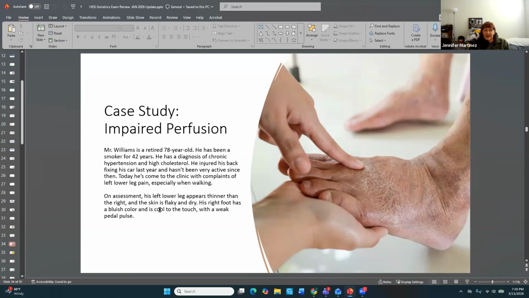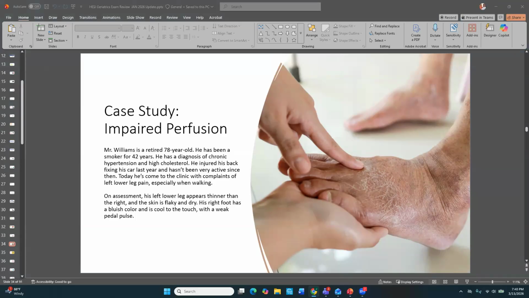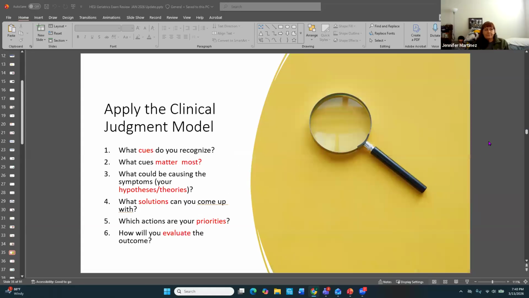So, what do we recognize here with Mr. Williams? What are some of the things that draw your attention? The color. Color, absolutely. The color of his skin. What else? It's cold to the touch. It's cold to the touch. Mm-hmm. And he has a weak pulse. Very good.